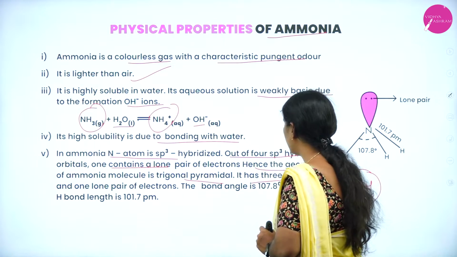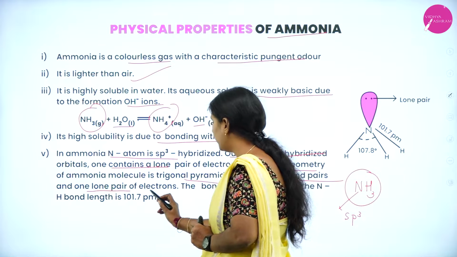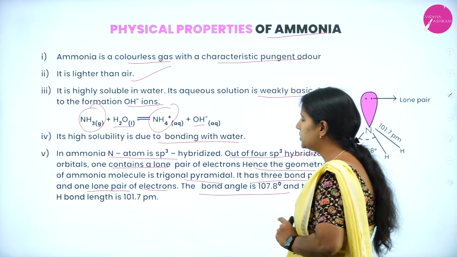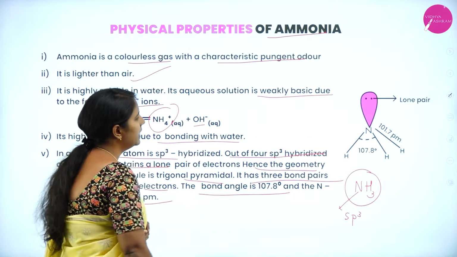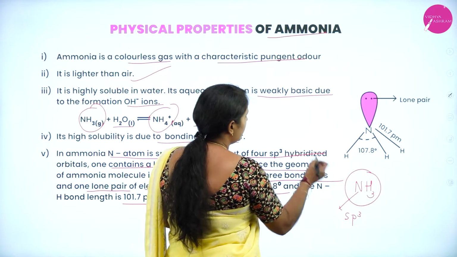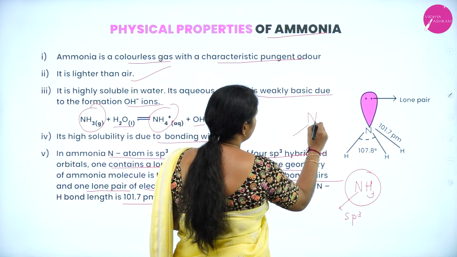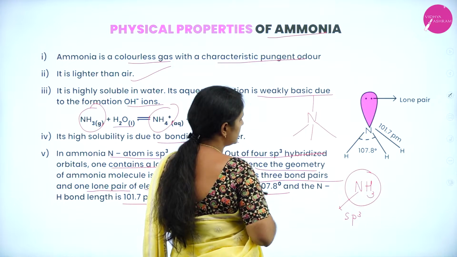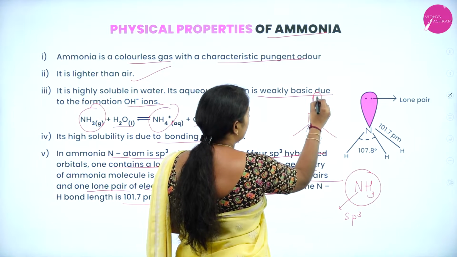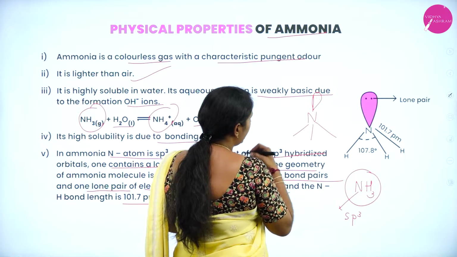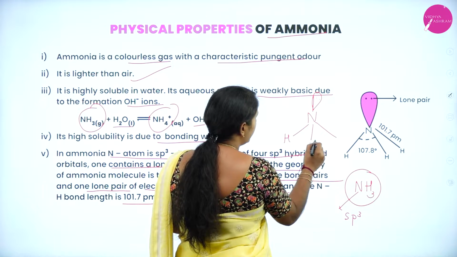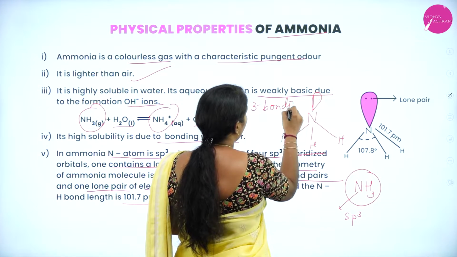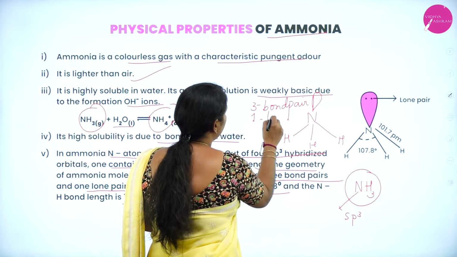It has 3 bonded pairs and one lone pair of electrons, and the bond angle is 107.8 degree, and the nitrogen to hydrogen bond length is around 101.7 degree. So here you can understand that in ammonia, nitrogen is sp3 hybridized and it consists of 4 electrons, of which one is unpaired. So one acts like a lone pair of electrons, and the remaining electrons are paired up with hydrogen atoms, thereby creating 3 bond pairs and 1 lone pair.